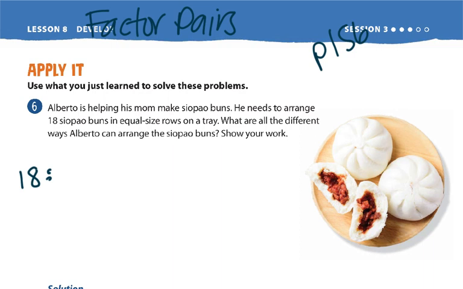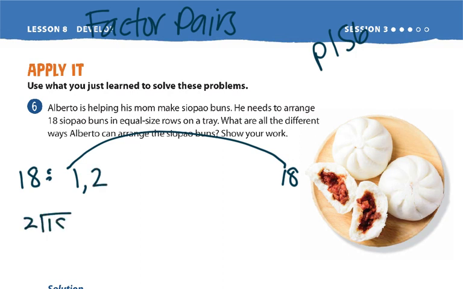Okay. So I'm going to start with my rainbow, and it's always 1 and itself. Then I rainbow that over. So every time I link them together with a rainbow, that's a factor pair. So let's do number 2. How many times will 2 go into 18?